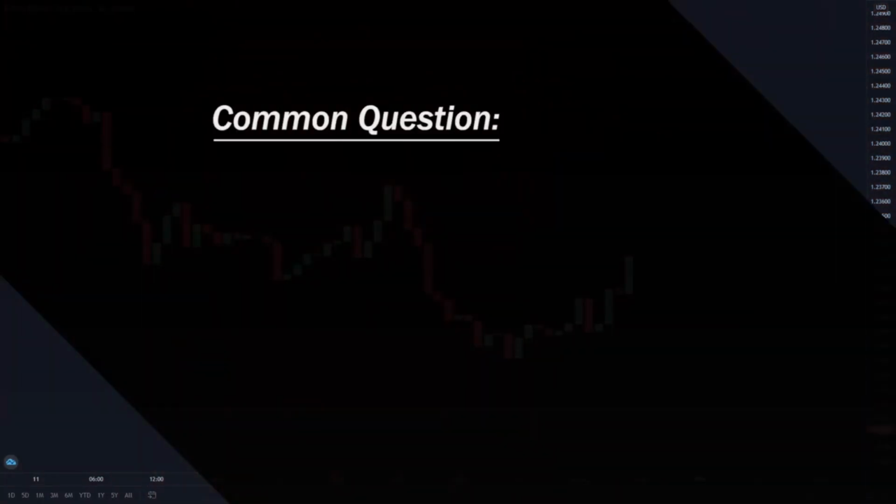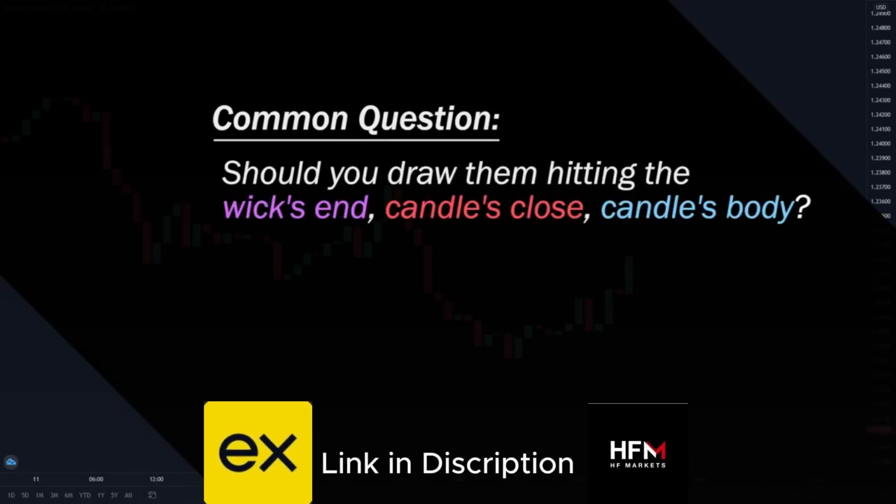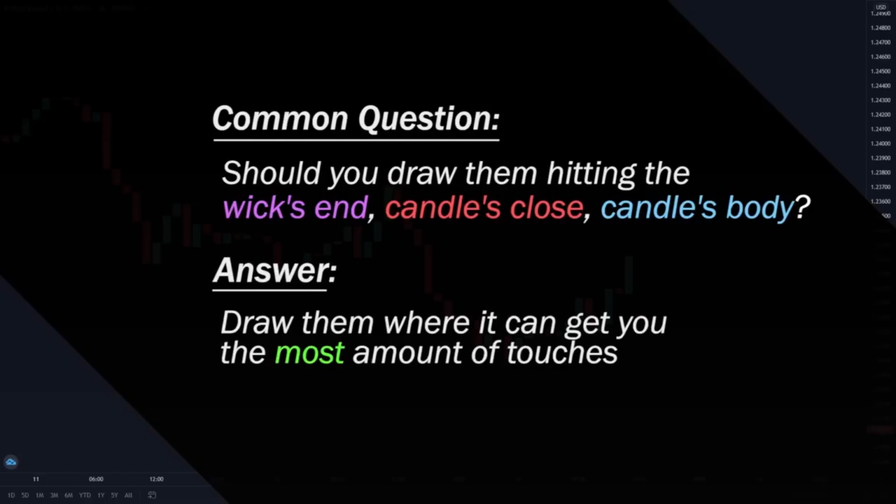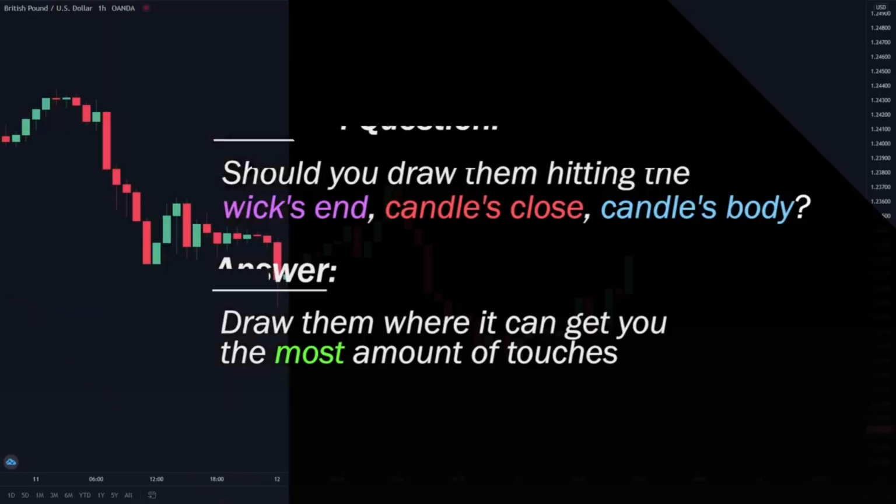One of the most common questions that beginners ask when drawing trend lines is, should you draw them hitting the wick's end, the candle's close, or the candle's body? Well, the answer is, you want to draw them where it can get you the most amount of touches as possible. Let me give you an example.